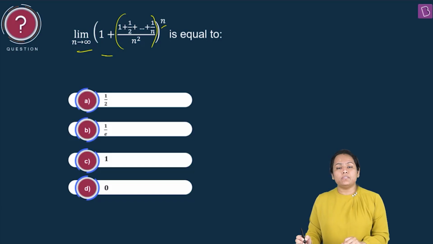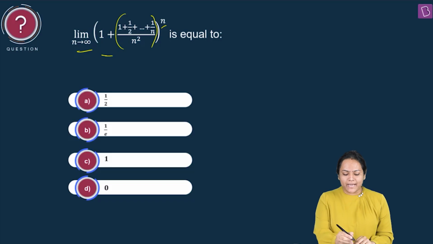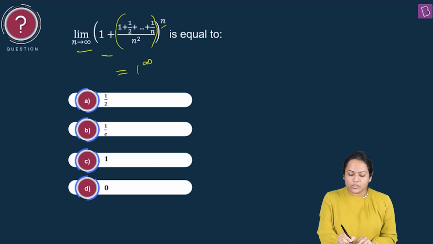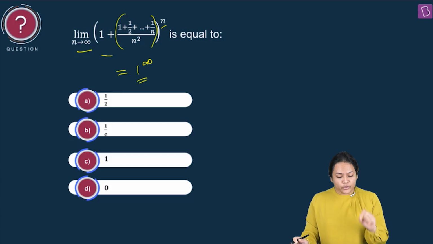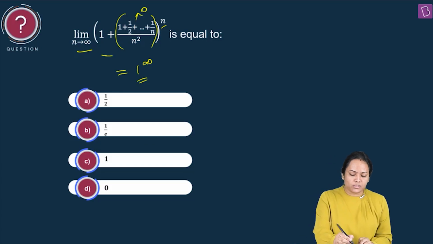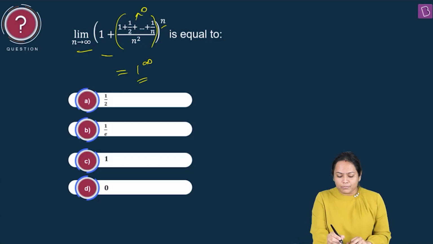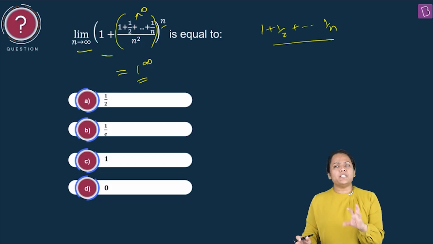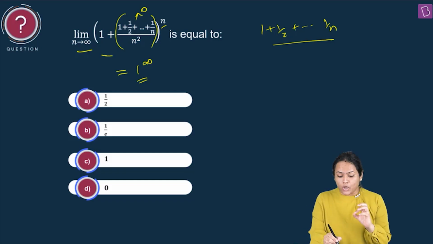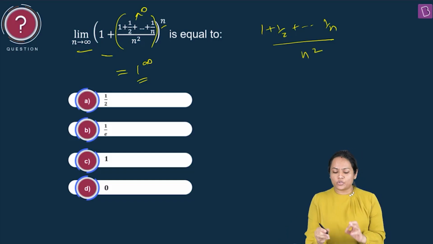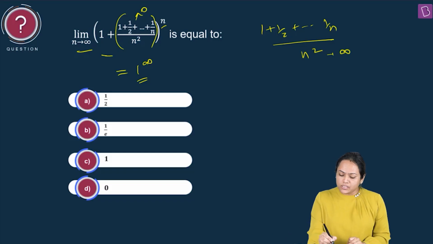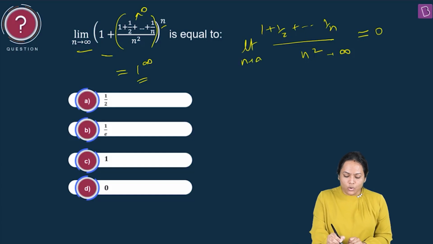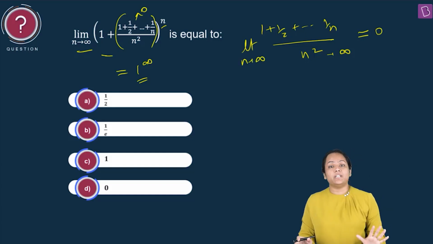Now, how can I solve this? Well, if I look at the term which is given, one thing pops in my mind is it might be similar to 1 raised to infinity form. For that, obviously, this term should approach towards 0, which is correct. Why? Because I have 1 plus 1 by 2 till 1 by n, the terms definitely will be smaller as compared to the denominator part, which is n square approaching towards infinity. So this definitely will have limiting value as 0, right? So definitely it is 1 raised to infinity form.